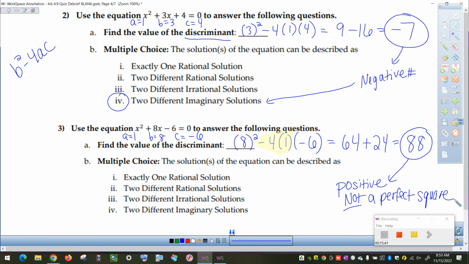It might be a square root type number that we could simplify down. In this case, we could simplify it into square root 4 times square root 22, but we're still going to have the square root symbol in some capacity in the final answer. And so that's when we have irrational solutions. Irrational solutions have the square root symbol in the answer.